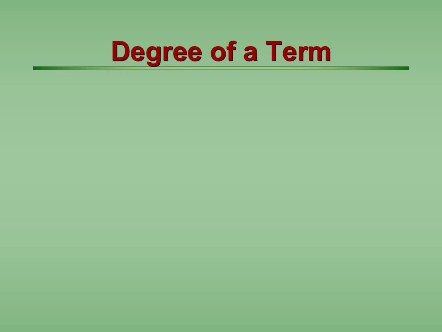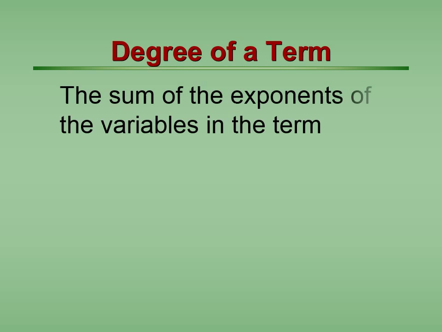All right, so before we can classify a polynomial by its degree, we first have to know how to get a degree of a term. So the degree of the term is the sum of the exponents of the variables in that term. Just in the term, we're just talking about the degree of a term right now. We're not necessarily talking about a degree of a polynomial yet.